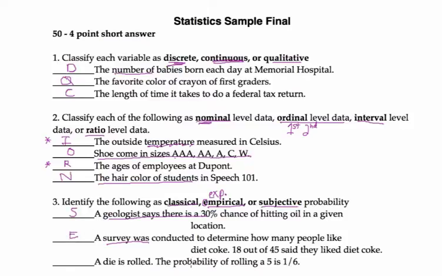Classical is when you're figuring out probabilities based on sample spaces. So a die is rolled, or the probability of drawing a jack. Figuring out probabilities based on what should happen. That's classical.